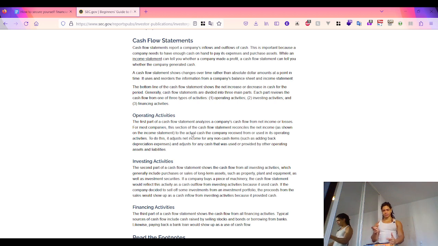Accrued expense, which in Spanish is gastos acumulados. So accrued expenses are expenses that a company may pay in advance for goods and services, such as salary, wage, rent, utilities, taxes.